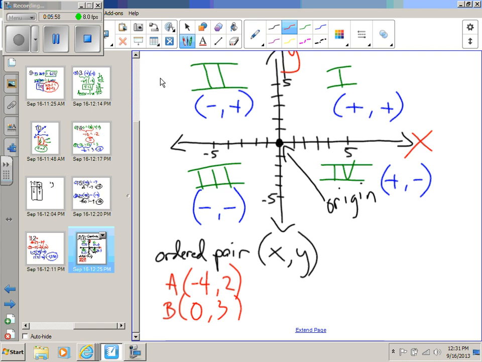So they want you to graph those points, and then they want to know what quadrant they're in. Okay, so you can make yourself a big coordinate plane.